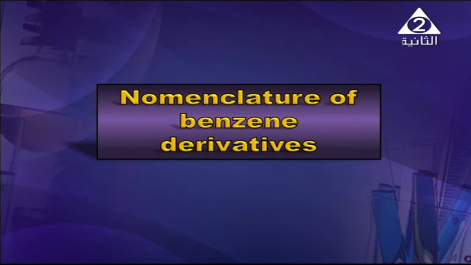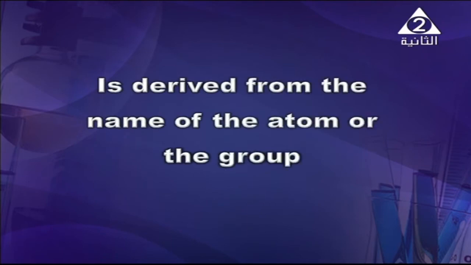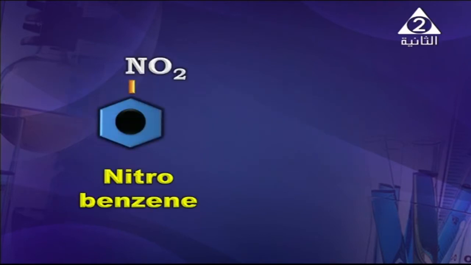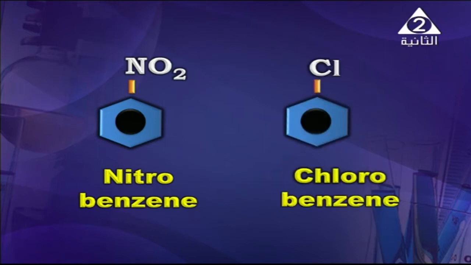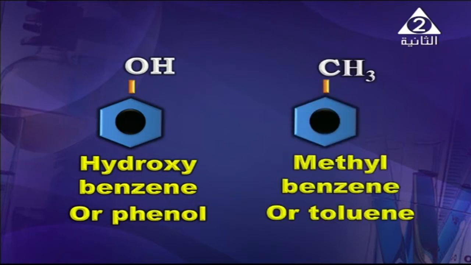Now we are going to discuss the nomenclature of benzene derivatives. The name of monosubstituted benzene is derived from the name of the atom or the group which is attached to the benzene ring, followed by the word benzene. As shown on the screen, a nitro group attached to the benzene ring is called nitrobenzene. A chlorine atom attached to the benzene ring is called chlorobenzene. A hydroxyl group attached to the benzene ring is called hydroxybenzene or phenol. A methyl group attached to the benzene ring is called methylbenzene or toluene.